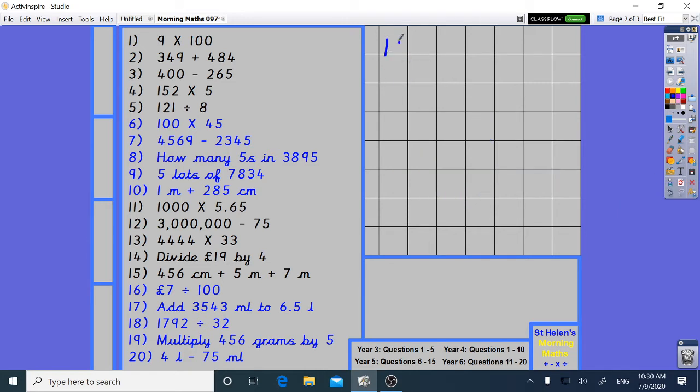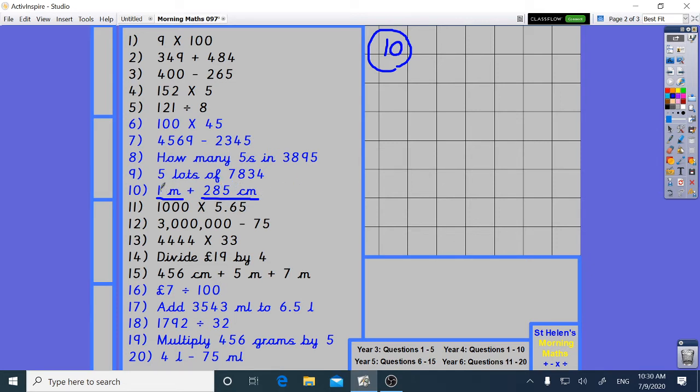Now this is a bit different to normal, because bit of a red alert here. Part of the question's in meters and part is in centimeters. So you can't just do 1 plus 285. If you did that, then it will go wrong. Because 1 meter is not the same as 1 centimeter.